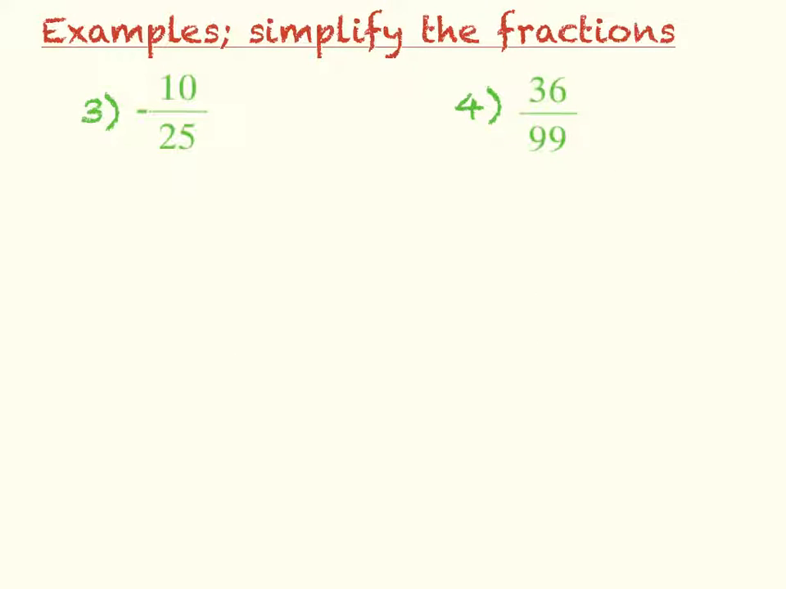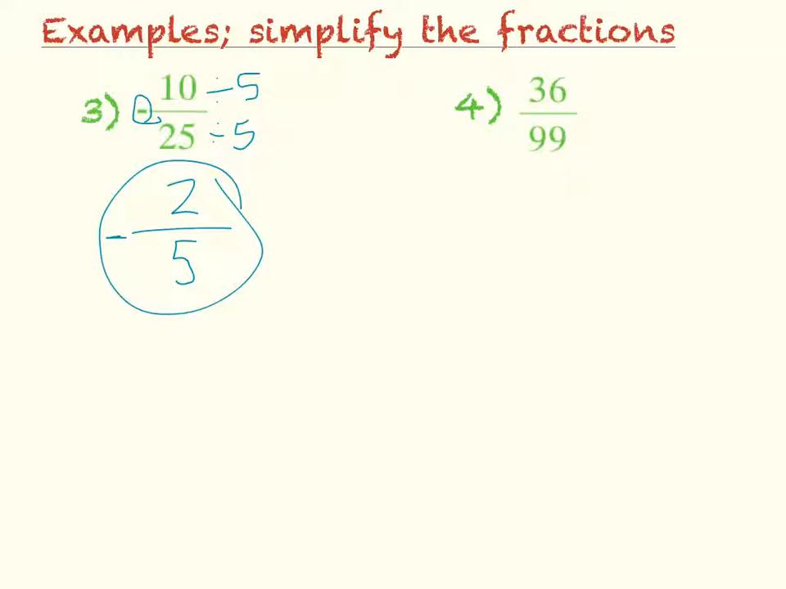Example 3, we have negative 10 over 25. So this time you should recognize that 5 goes into both of them because they both end in either a 0 or a 5. So you can divide by 5. 10 divided by 5 is 2. 25 divided by 5 is 5. And don't forget this is a negative, so negative 2/5. And that's your simplified fraction.